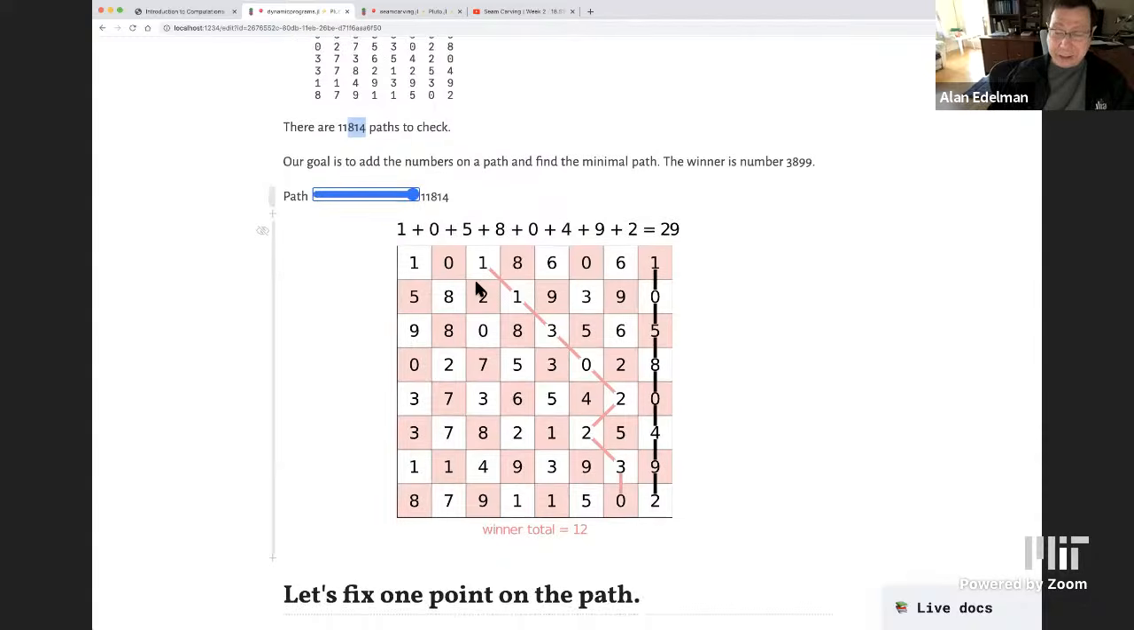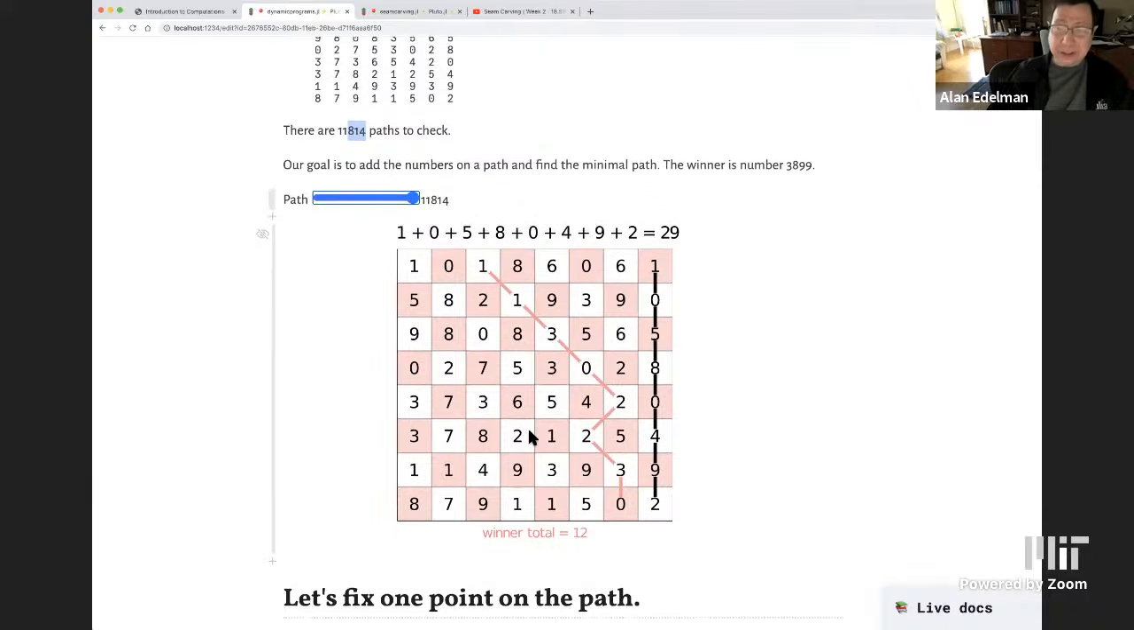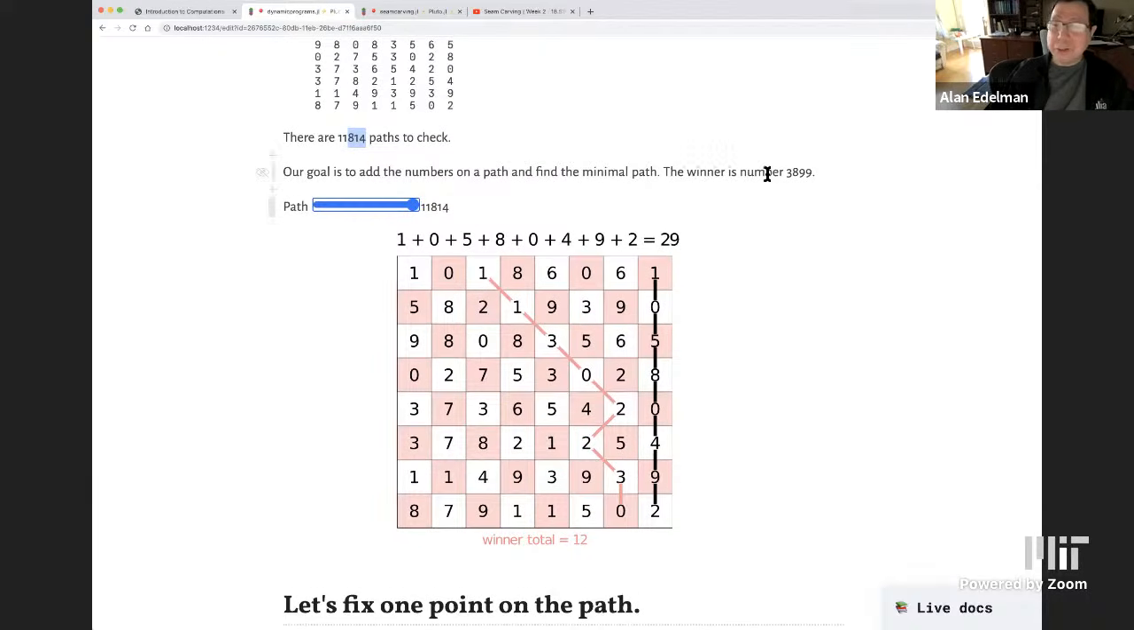But there is a path. You can see this winner over here. I've kept the winner fixed so you can keep track. It adds up to 12. And the winner, I computed here. The winner for this matrix is number 3899. So if I move my slider to 3899, you'll see the actual winner.